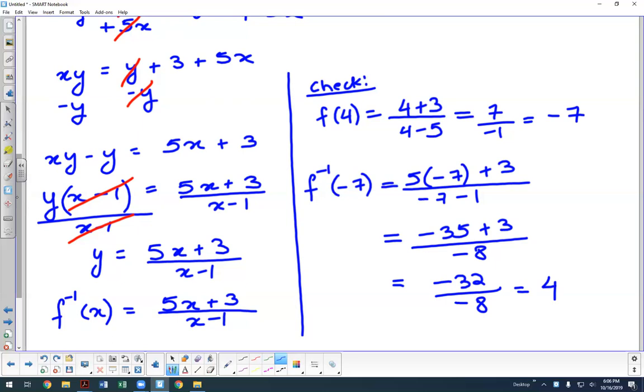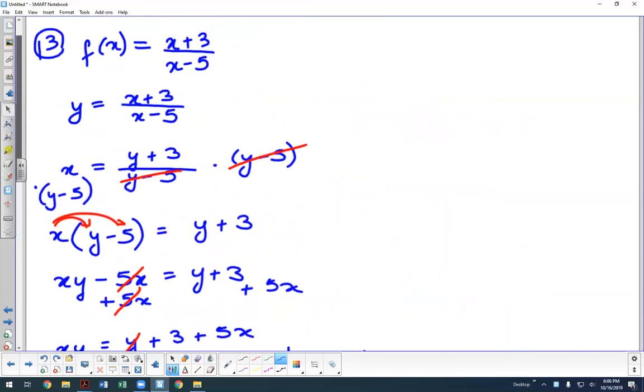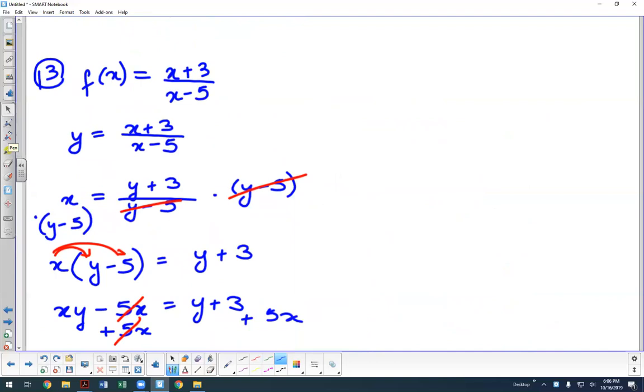So again, the domain becomes the range and the range becomes the domain for the original and the inverse functions. Okay. Questions on number 13? No? All right, let me see what you guys can do for number 14.